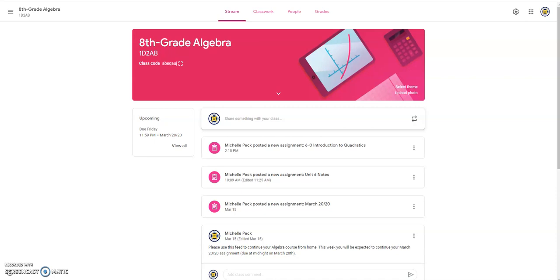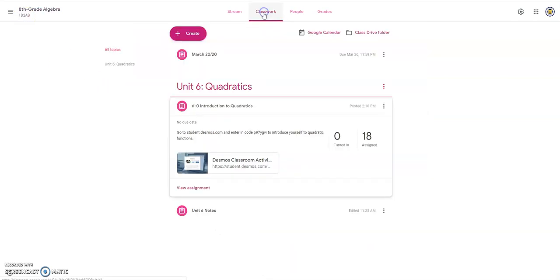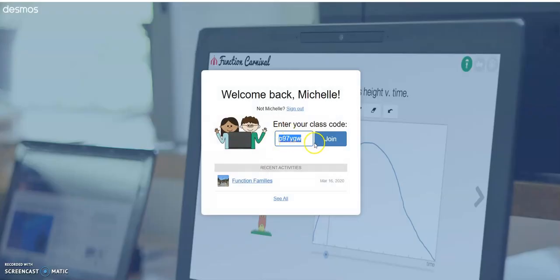Alright guys, I'm going to get us started with an introduction to quadratics. If you go to Google Classroom, you can find this under classwork, labeled 6-0. You'll find a link to Desmos. That's going to open up the website student.desmos.com, and then you're going to type in the code P97YGW. Clicking on the link, it should already be there, but go ahead and click join.